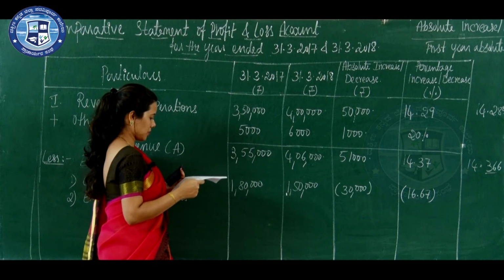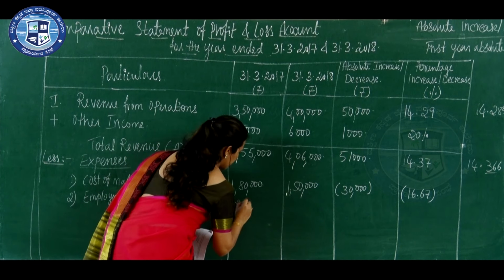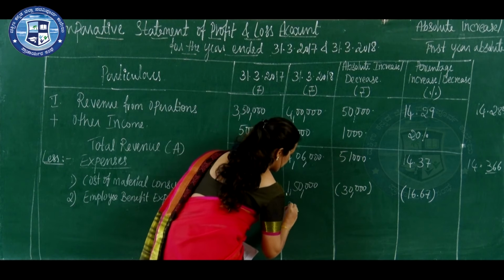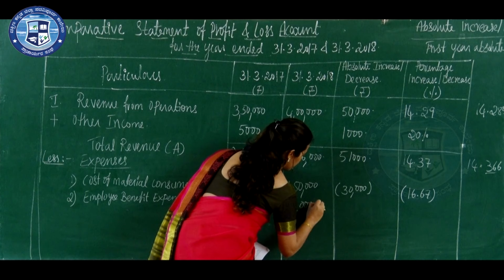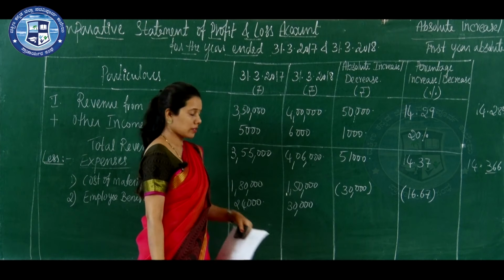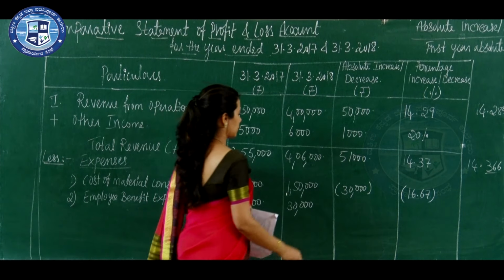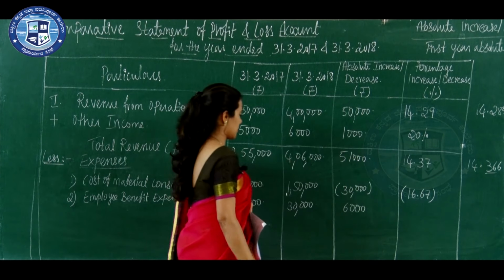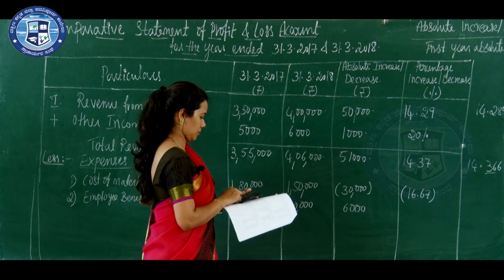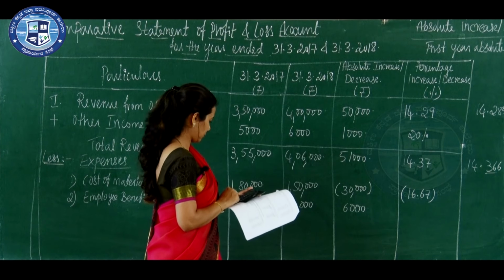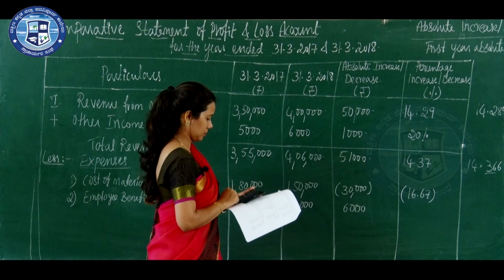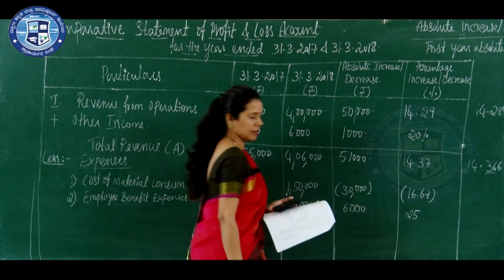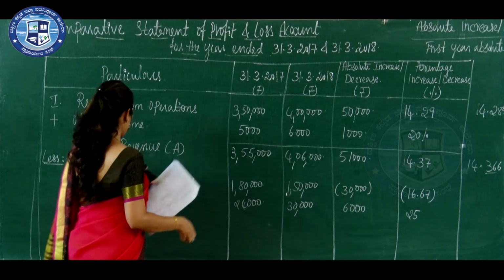Employee benefit expenses: 24,000 and 30,000. So 30,000 minus 24,000, the difference is 6,000. So you will get 25%. So after that, financial cost.